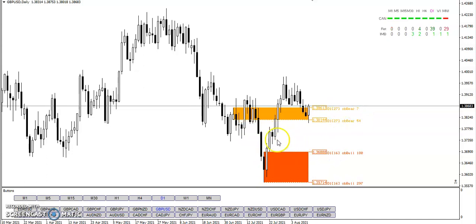So right now, what the order block traders would be doing is they'd be waiting to go long down in this area if price comes back to it. So that's how they're analyzing the chart.